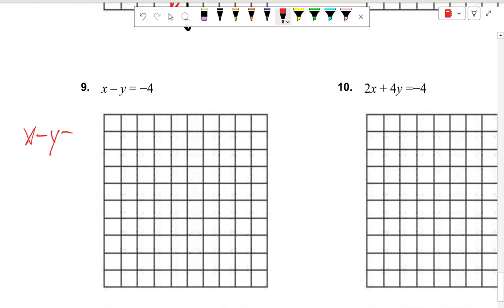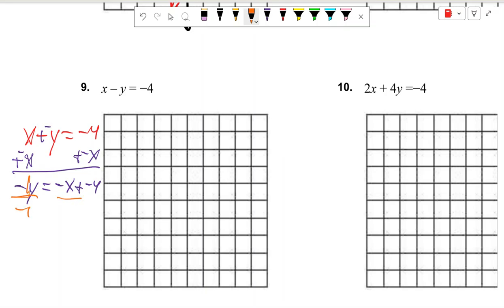x minus y is equal to negative 4. So we'll do the additive inverse here. We'll remove the x by subtracting x or adding a negative x. Either way works. We get negative y is equal to negative x plus negative 4. Now we need to remove the negative sign, and we know there's a 1 there, so we're going to divide by negative 1 on both sides. And now I have my nice positive y is equal to positive x plus 4. So now I'm ready to graph.